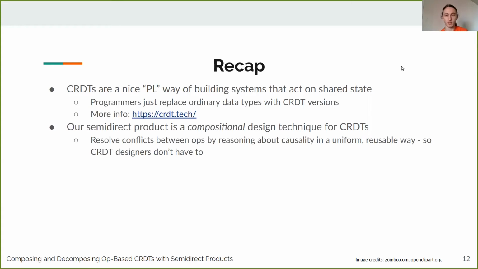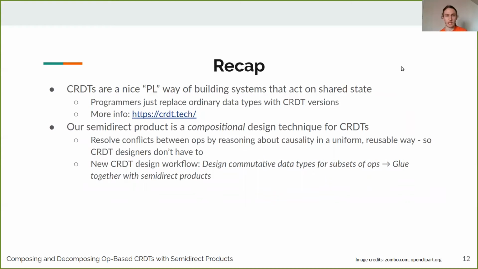So in our work, we present the semidirect product, which is a compositional design technique for CRDTs. It resolves conflicts between operations by reasoning about causality in a uniform way so that you don't have to. And it enables a new CRDT design workflow where you start with a data type that you want to replicate. You design commutative data types for subsets of operations, and then you glue these together with semidirect products. Okay, and that's all I have to say. So thanks for watching, and I hope there'll be some questions.